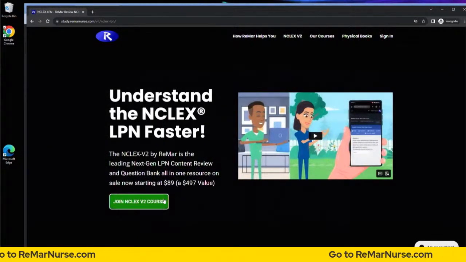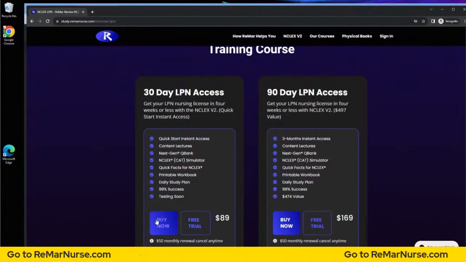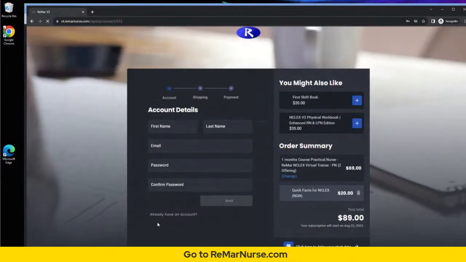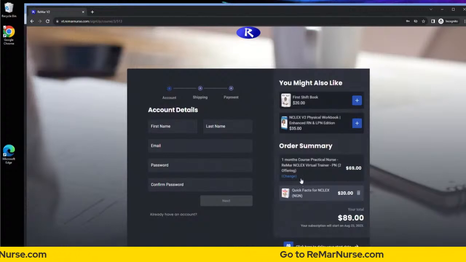And it'll say join V2 course. You can click this and it'll take you down to whether you want to join the 89 or the 169 for 3 months. You mentioned the 89, so let's do that. When you go to buy now, it is going to tell you everything that you're going to get on this side. So this is where you see the quick facts.